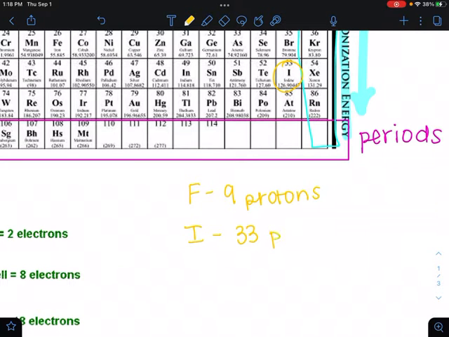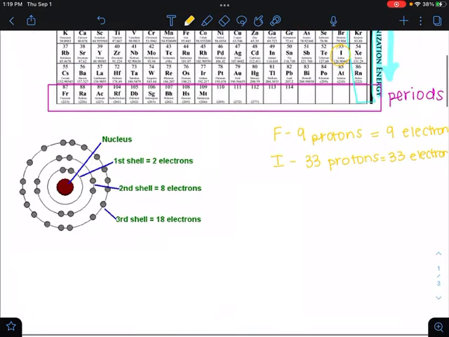Now remember, in neutral molecules, protons equals electrons. We're not talking about cations, we're not talking about anions. Those are all charged molecules. Right now we're talking about neutral atoms. So if it has 9 protons, in order to be neutral, it has to have 9 electrons. And in order for iodine to be neutral, it has 33 protons, it needs to have 33 electrons.